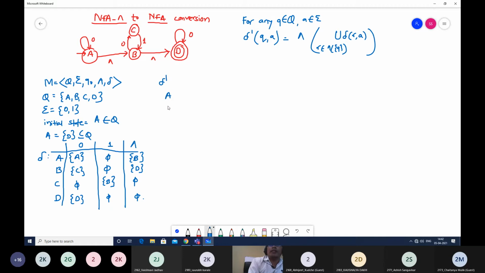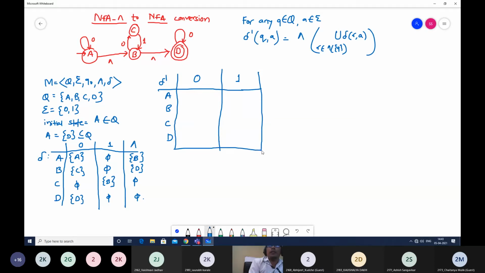Now delta dash will have all four states A, B, C, D, and we have to work out their deltas for all symbols of the alphabet, so we'll have 0 and we'll have 1. This is how we are going to find the transitions. First let us find delta dash of A comma 0.